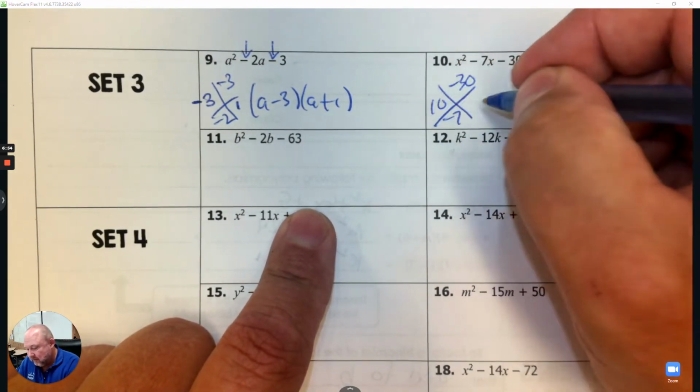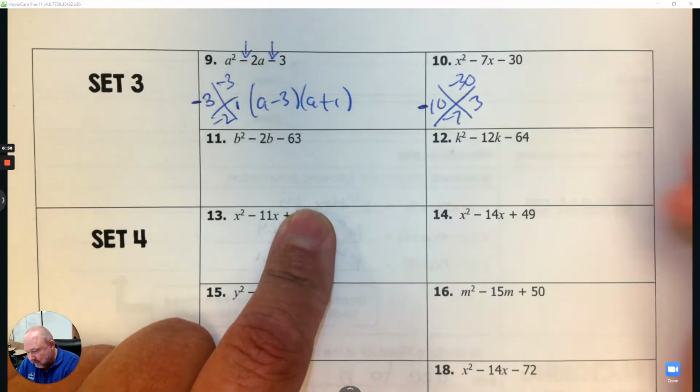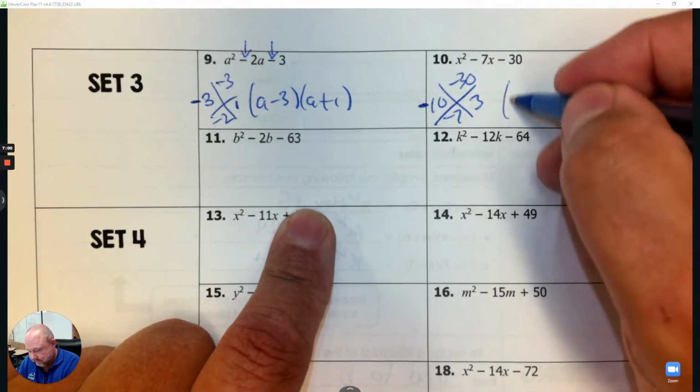Same style here. So what two numbers subtract? And then the bigger number is going to be negative for it to fit.